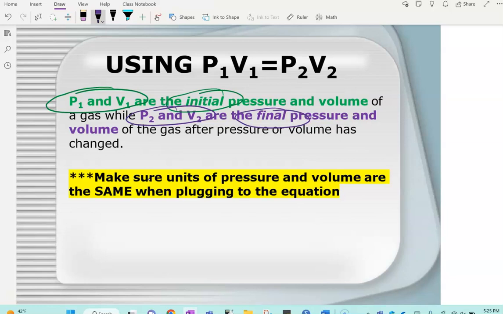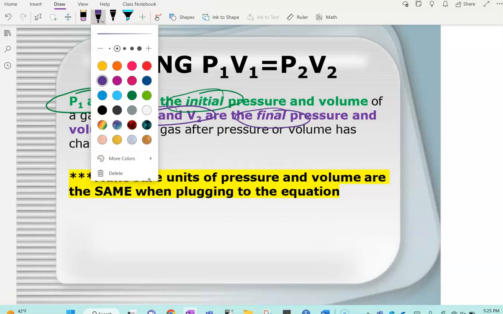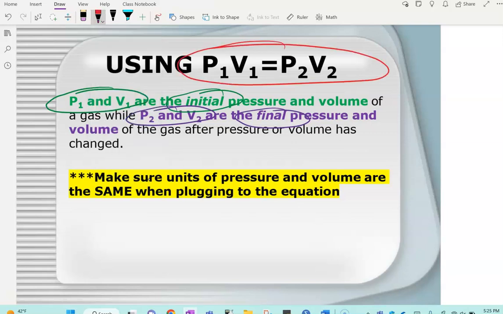So when you are solving these problems, you will have 3 of the 4 variables here, and then you'll be solving for one of those variables. One of the things that's really important is you have to make sure all of your units are the same when you plug into the equation so that they would cancel out appropriately.